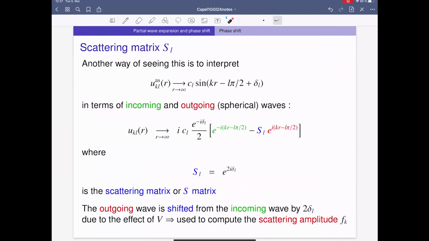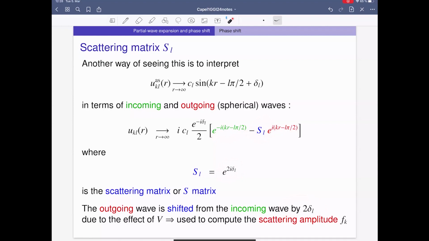Another way to see this a little bit better is to rewrite that behavior using incoming and outgoing spherical waves. So I just use the expression of the sine as a function of negative and positive complex exponentials. So this would be the incoming wave, and this is the outgoing wave, as we've seen before, and they are phase shifted by twice the phase shift. So the particles come close to each other, they interact, something happens because of the interaction, and then they come out, and by coming out, it is phase shifted, and that's the only thing that you can measure.